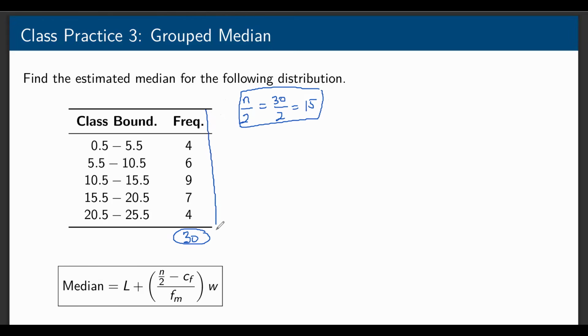I need to create another column for the cumulative frequency. So let's start: 4. 4 plus 6 is 10. 10 plus 9 is 19. 19 plus 7 is 26. 26 plus 4 is 30. So the first cumulative frequency that is equal to or greater than 15 becomes what we will decide as our median class. From the look of this, 19 is the first number that is greater than 15. 10 is lesser, so we can't consider that. So the corresponding class becomes our median class.